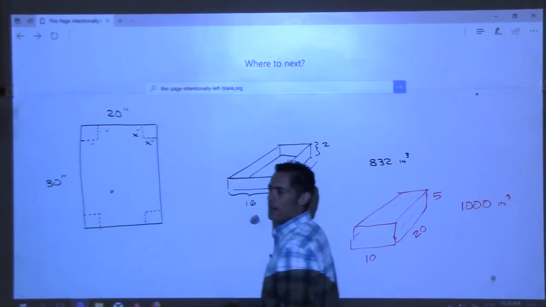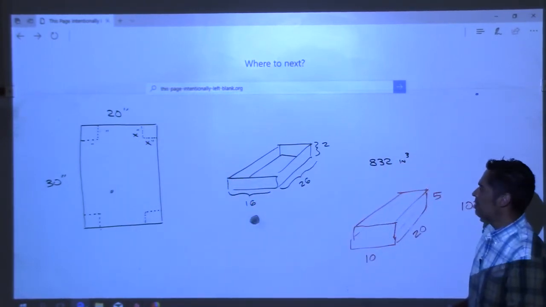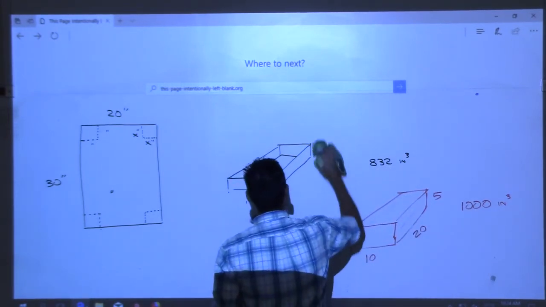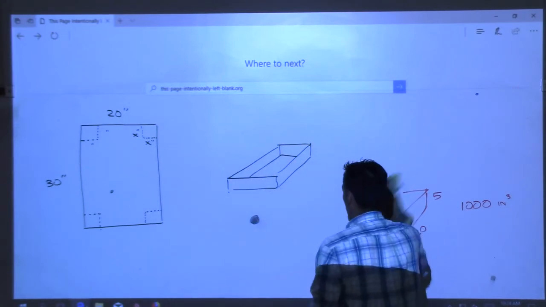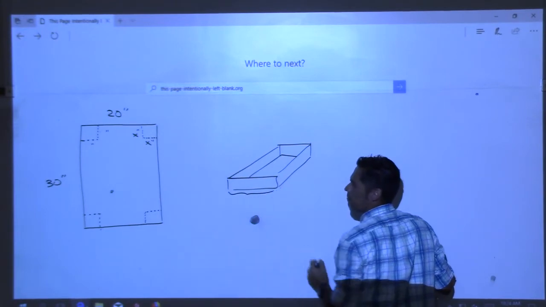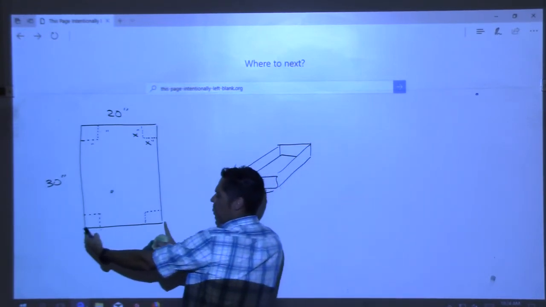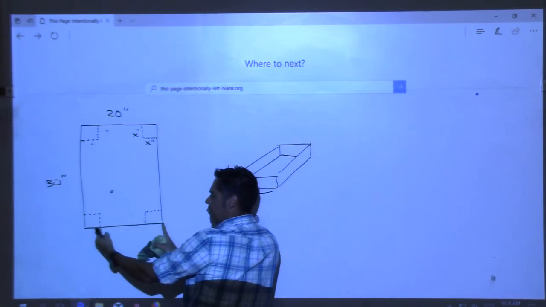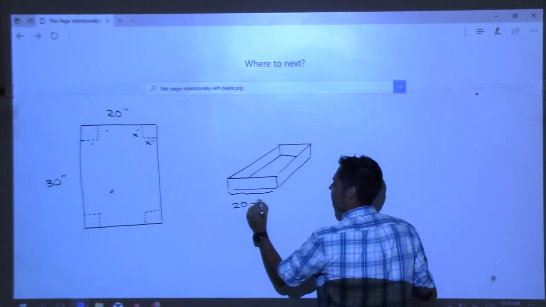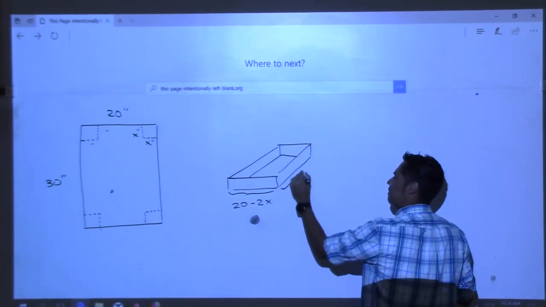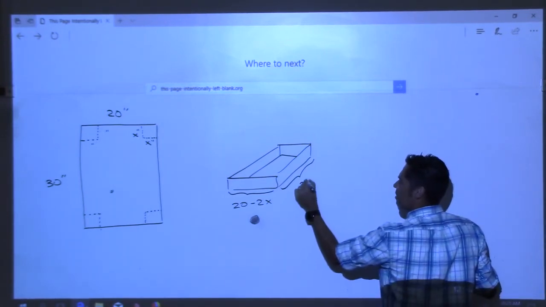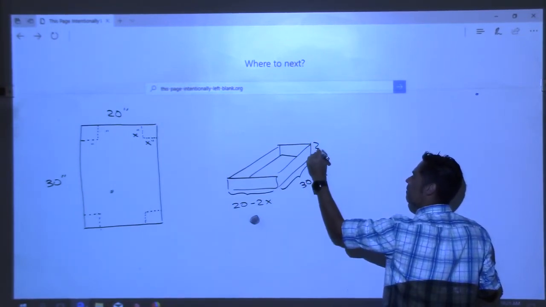In X inches, right? If we do that, then let's talk about what these sides would be. If that's X, how long is this side then? It was 20, right? And we took away what? An X and an X. So that would be 20 minus 2X. And how long would this be? 30, but we took X off each corner, so 30 minus 2X. How tall would this be? X.